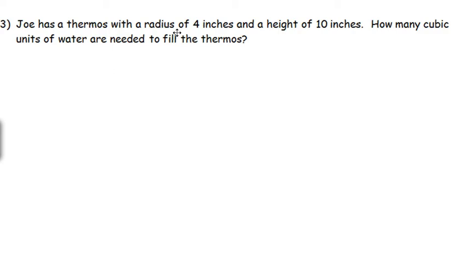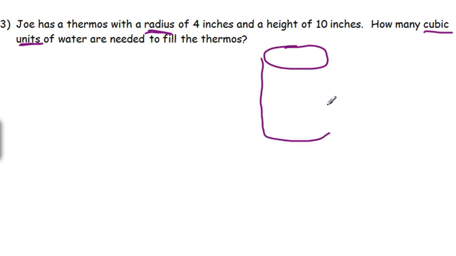Big idea is that it's a cylinder. Even if you didn't know that, the fact that it says radius and it says cubic units, that means it's a three-dimensional figure with circles. And so we're going to assume this is a cylinder. Let's draw ourselves a cylinder. And we know the height of this is 10 and the radius is 4. So we need cubic units. We're talking about volume. So we have a formula for volume that always looks like area of the base times the height.